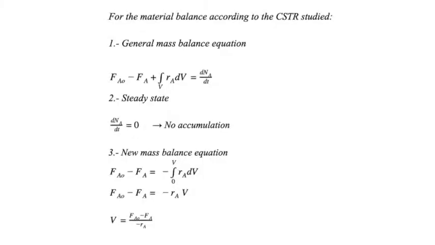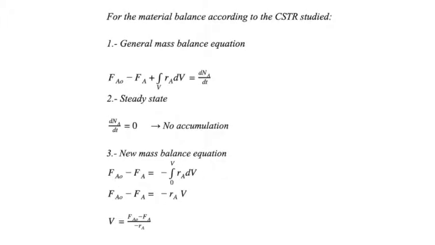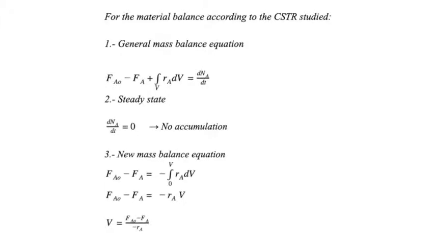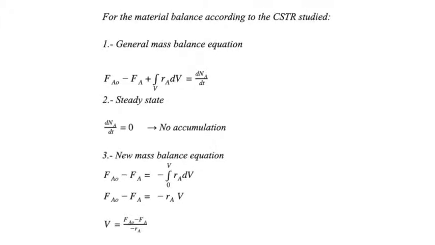As we remember from the general mass balance equation, where inflow minus outflow plus generation equals accumulation, in the CSTR we have a steady state, meaning that there will be no accumulation. From this we can rearrange and solve for V to get a CSTR volume equation.